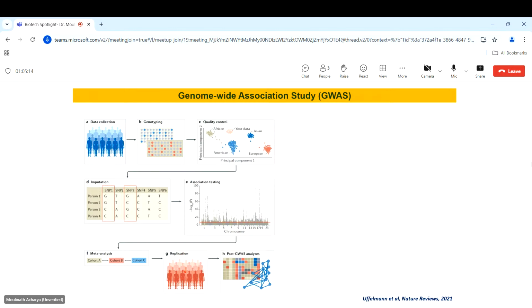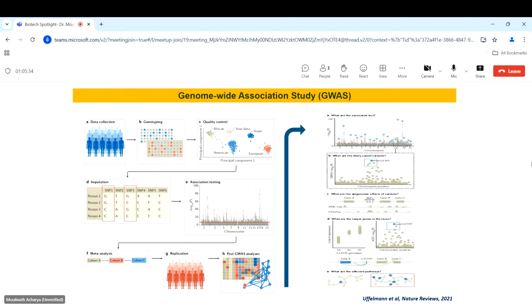Replication is whatever you have found from the discovery GWAS, you need to replicate those in a separate cohort, at least some of these SNPs, so that they would stand the same association that has been happening in the discovery phase. And then comes the post-GWAS analysis. I will spend a little bit more time on the post-GWAS analysis.